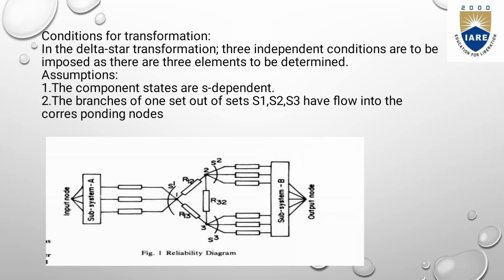Conditions for transformation. In delta star transformation, three independent conditions are to be imposed as there are three elements to be determined. So first, let us assume things. The first thing is the component states are statistically independent. The branches of one set out of sets S1, S2, S3 have flow into the corresponding nodes.